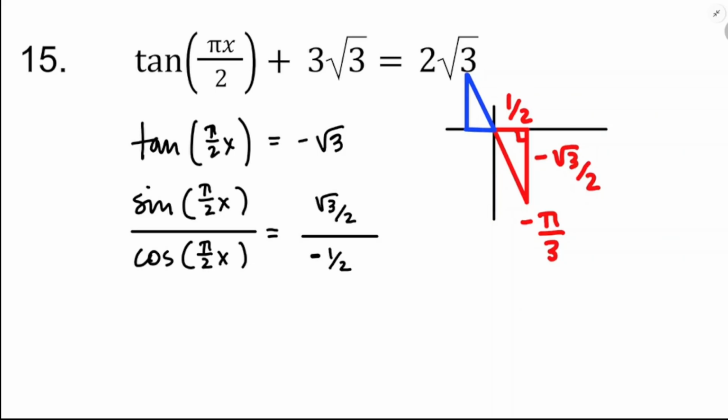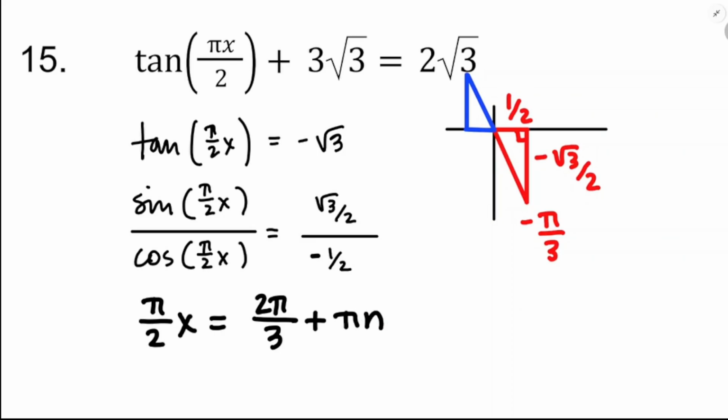Then we'd be up there at 2 pi over 3. So you could say negative pi over 3 plus pi n, or 2 pi over 3 plus pi n. Either way, we're going to have this pi over 2 x equaling something plus pi n. Okay, pi, because the period of tangent is pi.